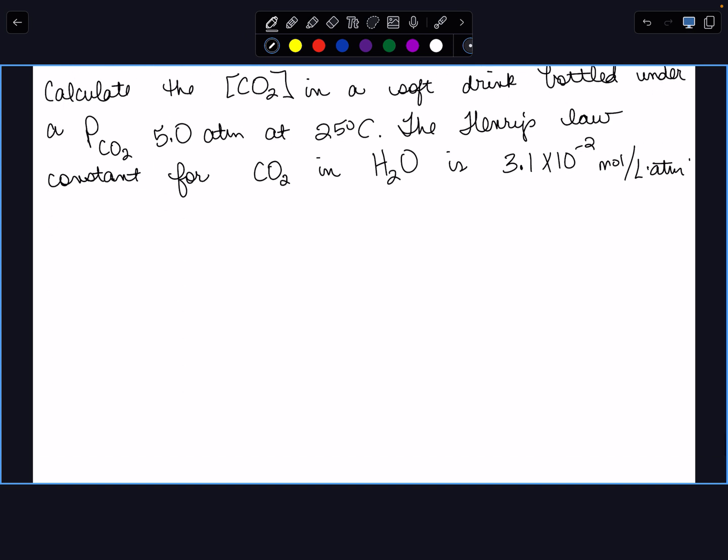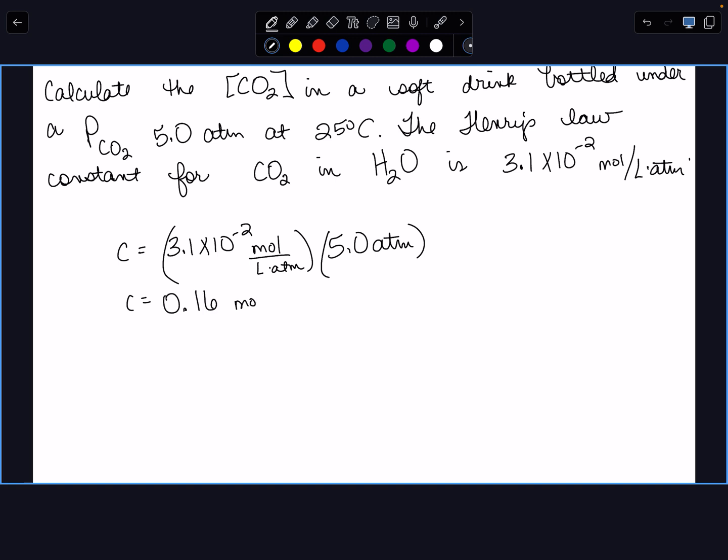0.16. So if we're calculating the concentration, the Henry's Law constant is 3.1 times 10 to the minus 2 moles per liter times atmospheres. And the partial pressure of CO2 is 5 atmospheres. So the concentration of the CO2 in this soft drink, while it's canned, is 0.16 moles per liter. Okay, that's in the bottle. That's how much carbon dioxide is dissolved in solution.